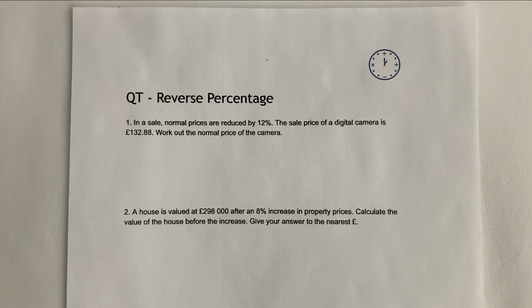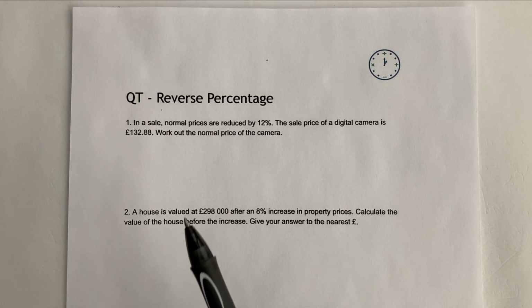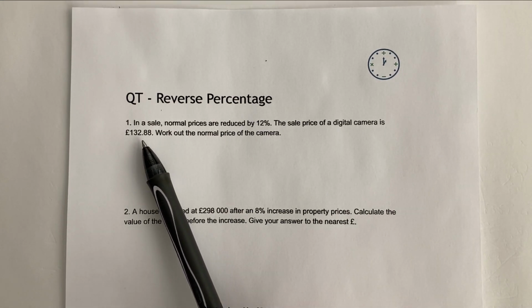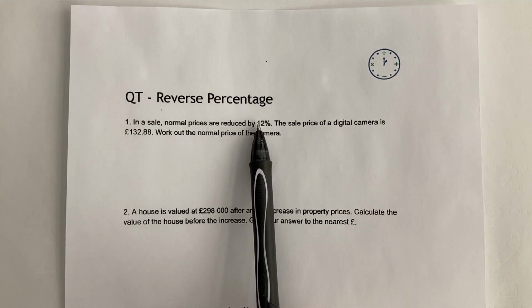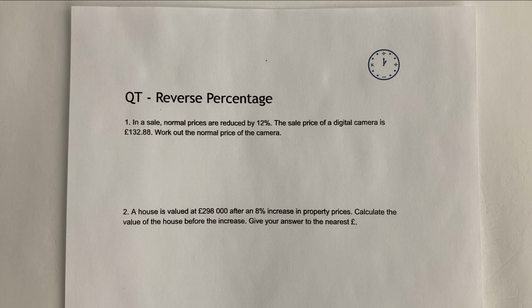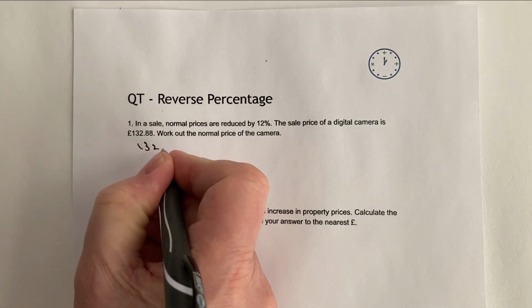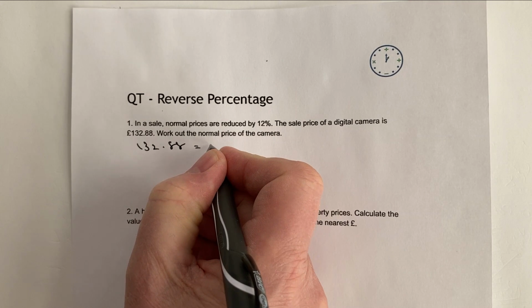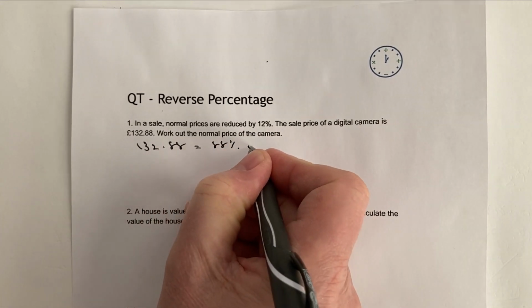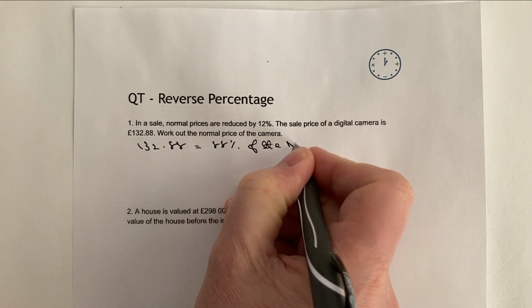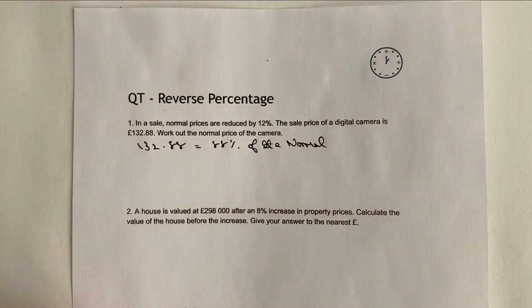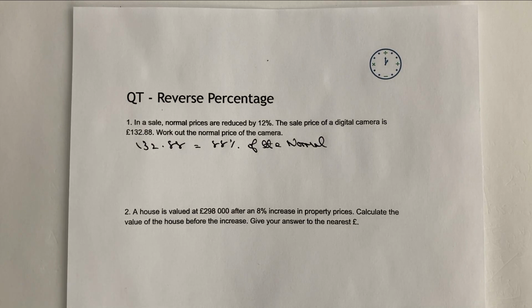Hi, these types of questions deal with reverse percentages. And as I mentioned in the intro, the sale price of a digital camera is that, after a reduction of 12%. So what we're actually saying is that £132.88 is equal to 88% of the normal price. And that's the important statement that you need to make sure that you get with these sorts of questions, because from there it allows us then to perform the calculation. These are normally calculator type questions.